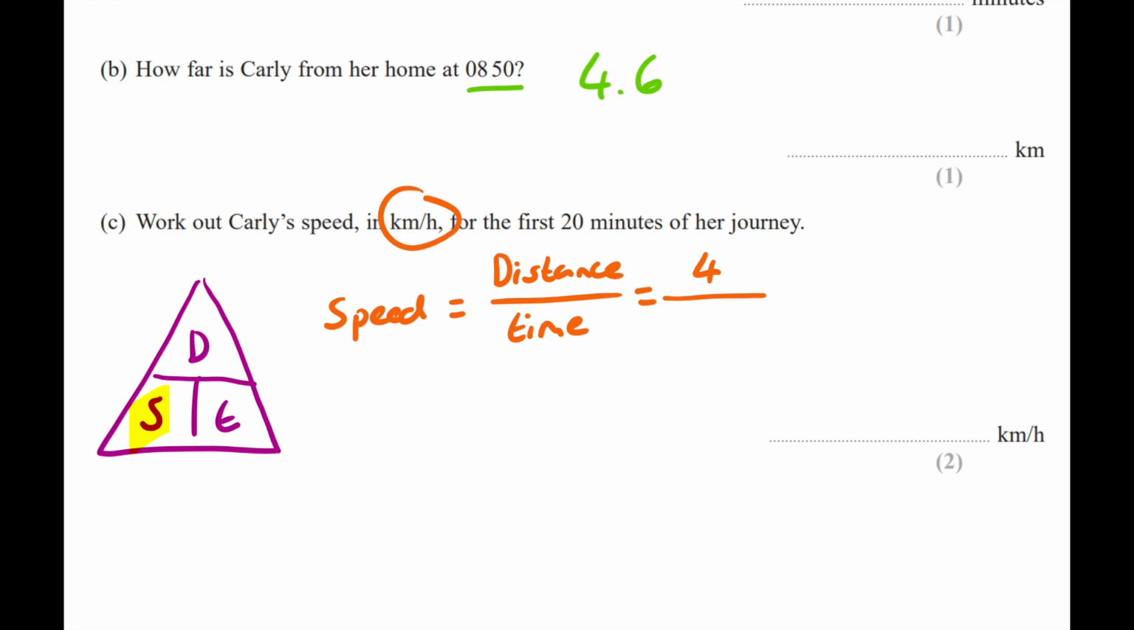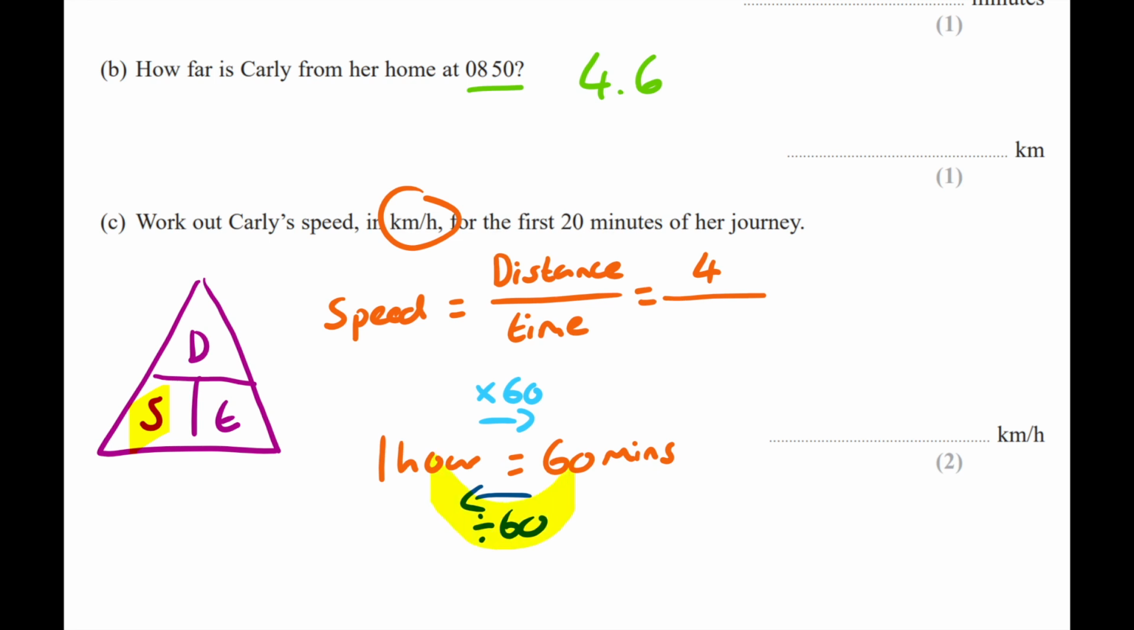So we just need to convert that 20 minutes to hours. 1 hour is equal to 60 minutes. If you're converting from hours to minutes, you times by 60. If you're converting from minutes to hours, you divide by 60. So we need that 20 minutes into hours, so we're going to be dividing by 60.